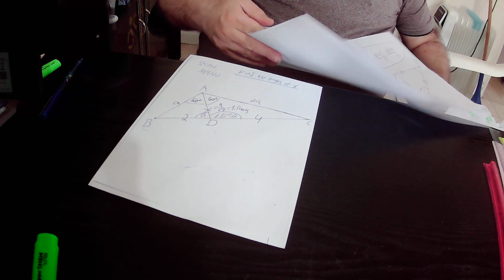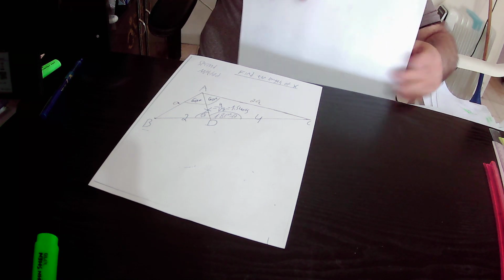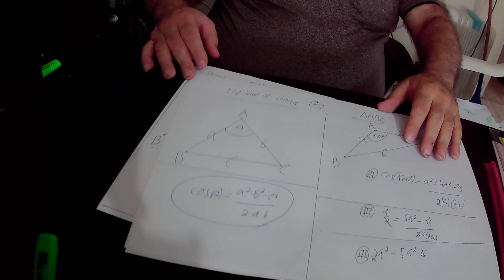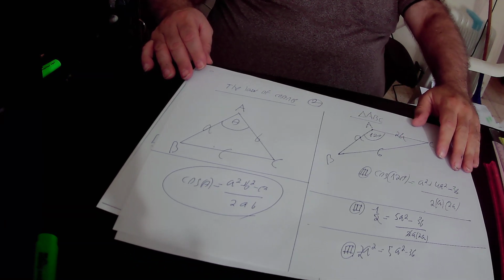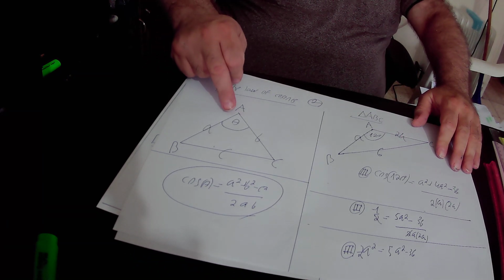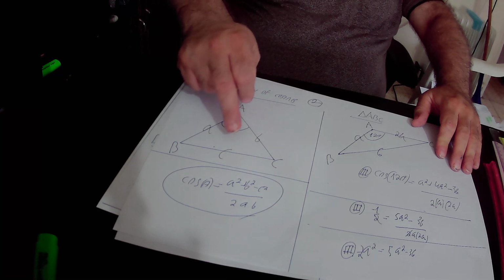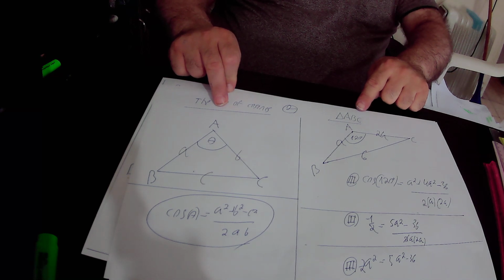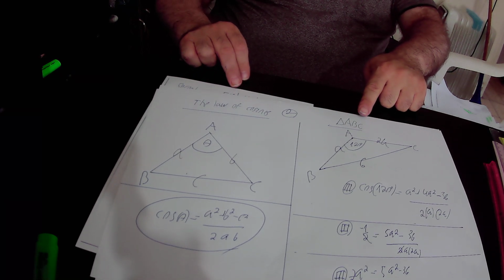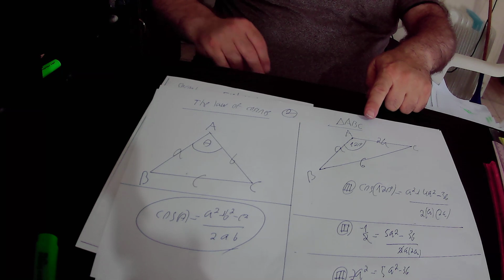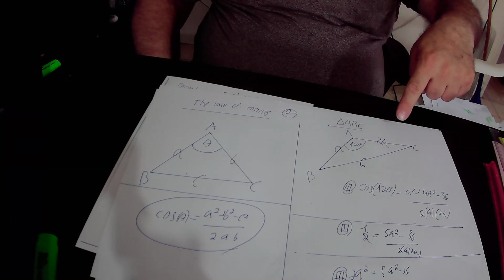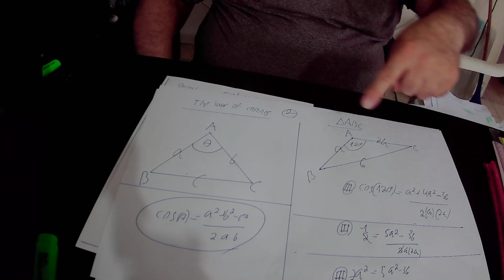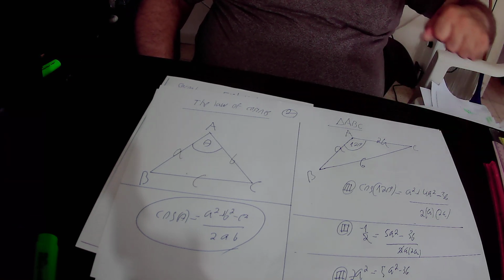Then we implemented the law of cosines in triangle ABC. What is the law of cosines? The law of cosines is true in any triangle. Here cosine theta equals a square plus b square minus c square over 2 times ab. We implemented it in triangle ABC. According to the law of cosines, in triangle ABC we will get that cosine 180 degrees equals a square plus 2a square minus 36 over 2 times a times 2a.